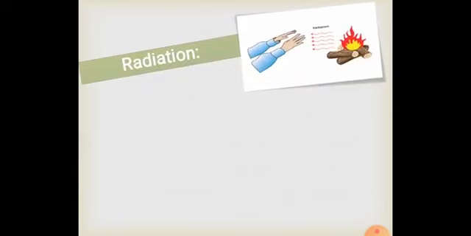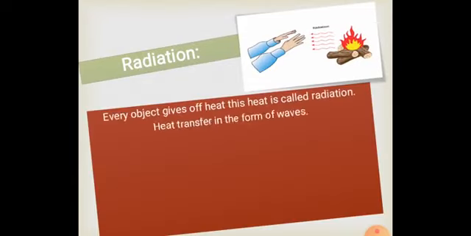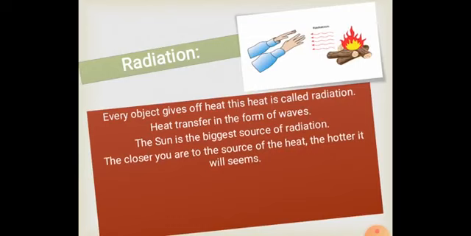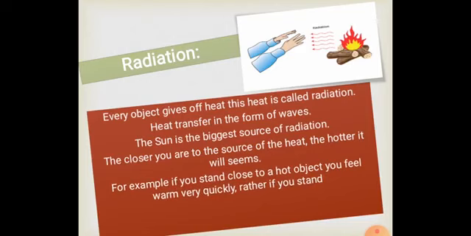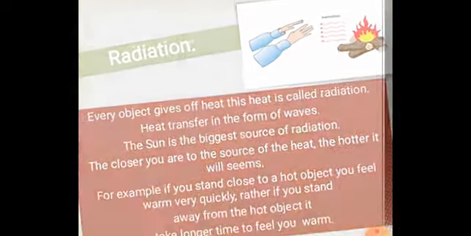Now, radiation. Every object gives off heat. This heat is called radiation. Heat transfer in the form of waves. The sun is the biggest source of radiation. The closer you are to the source of the heat, the hotter it will seem. For example, if you stand close to a hot object, you feel warm very quickly. Rather, if you stand away from the hot object, it takes a longer time to feel warm.